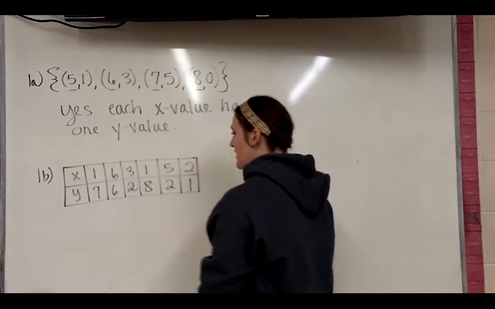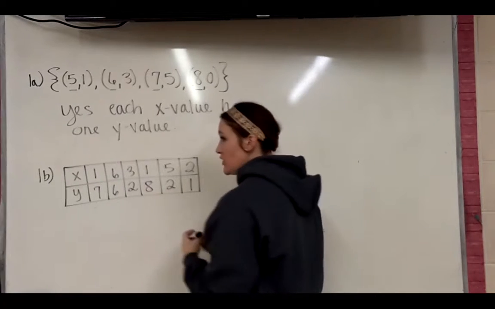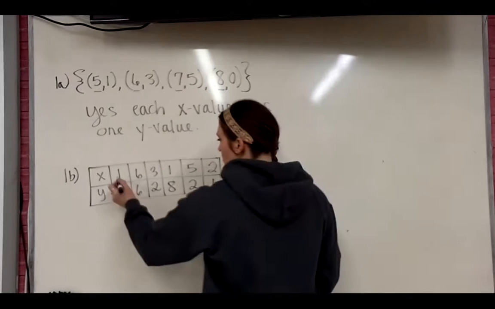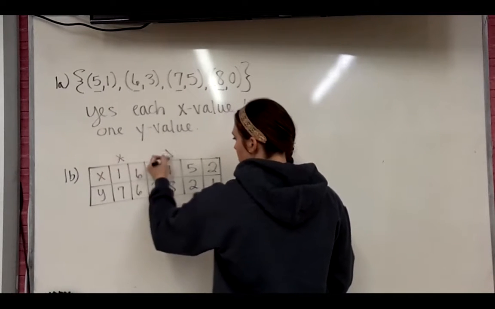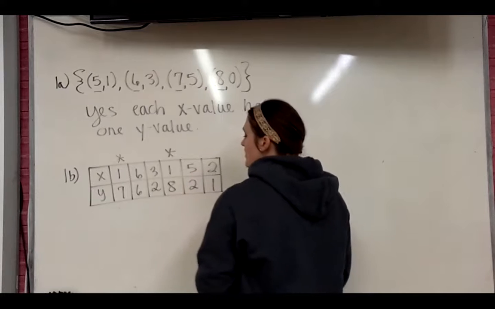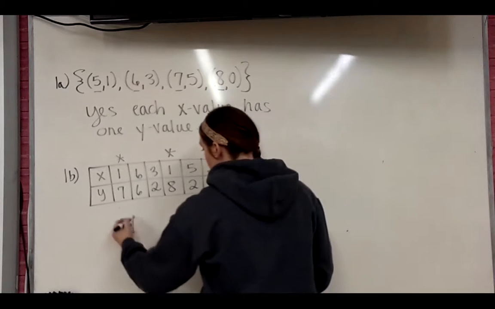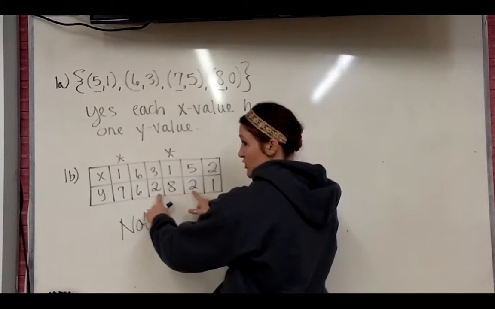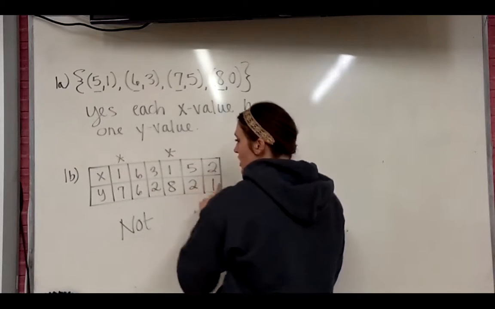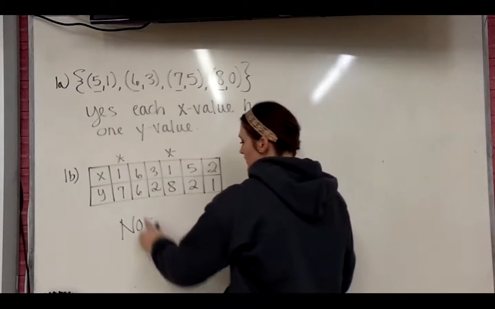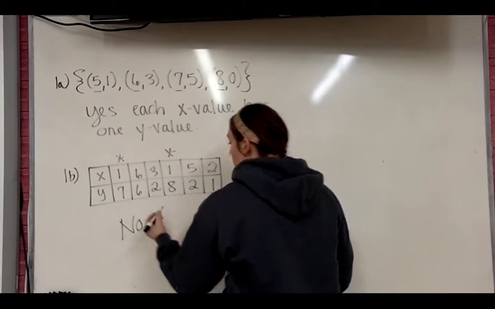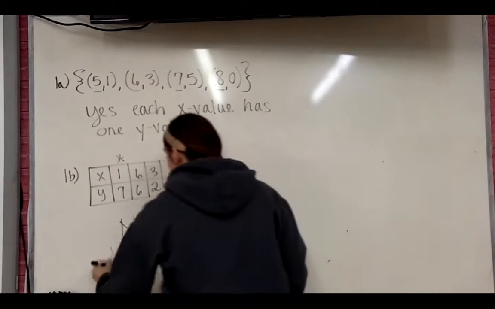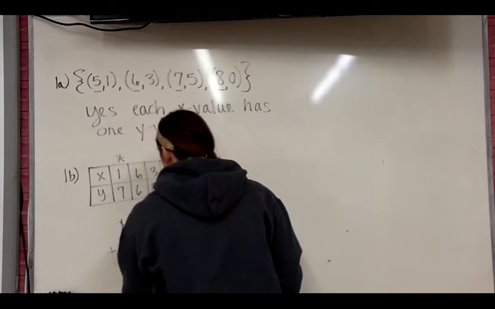Okay, then on 1b, again, when you're looking at if it's a function or not, you're only worried about your x's repeating. So I come up here, have a 1, there's another 1. Okay, so that's the only one that's repeating, so this is not a function. Even though we have two 2's down here, that doesn't matter for if it's a function or not. Only your x value. So you could say no, not a function, because there are two of the same x values.